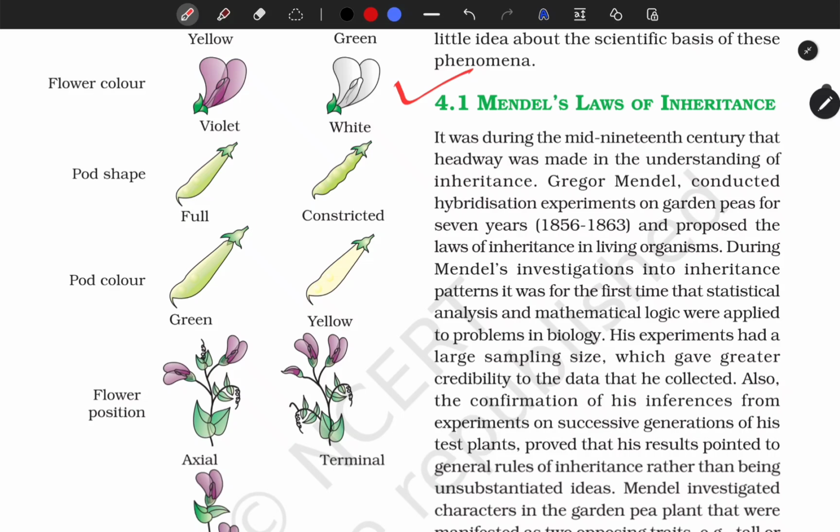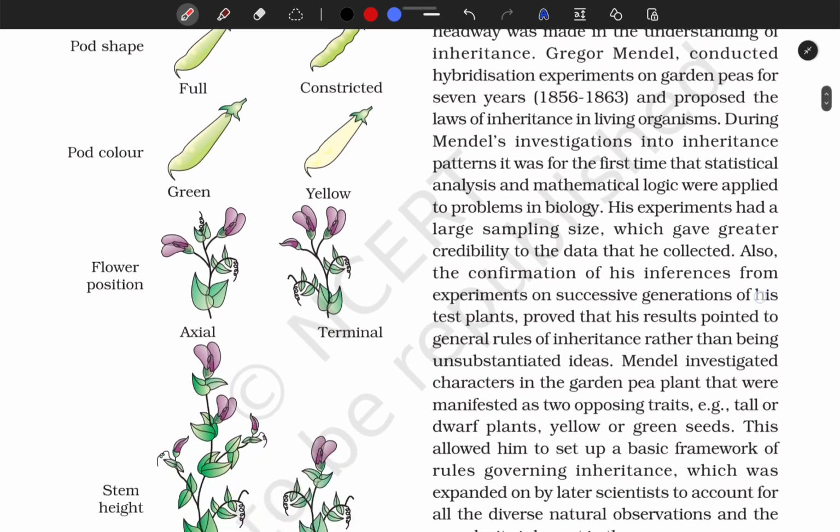4.1 Mendel's Laws of Inheritance. It was during the mid-19th century that headway was made in the understanding of inheritance. Gregor Mendel conducted hybridization experiments on garden peas for 7 years, for the period of 1856 to 1863, and proposed the laws of inheritance in living organisms. During Mendel's investigations into inheritance patterns, it was for the first time that statistical analysis and mathematical logic were applied to problems in biology.